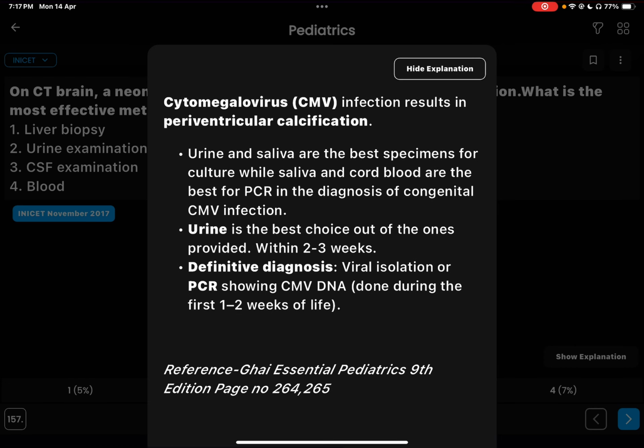Cytomegalovirus infection results in periventricular calcification. Urine and saliva are the best specimen for culture, while saliva and cord blood are the best for PCR in diagnosis. So urine is the best choice within 2 to 3 weeks. Definitive is PCR.